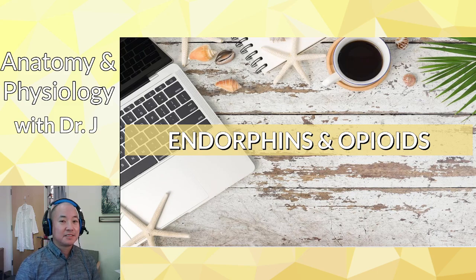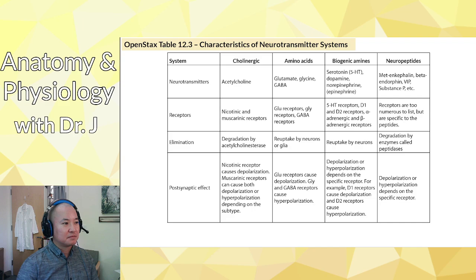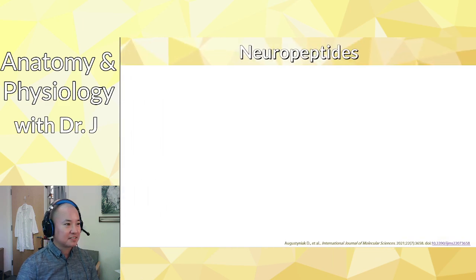Hello everyone. In this lecture, this is kind of a teaser about endorphins and opioids. We could go into more detail, but I'm just going to give an overview. Endorphins fall under the category of neuropeptides, and there are a lot of them, but we're just going to focus on endorphins in this lecture. Neuro means nerve, and peptides are very small protein chains.